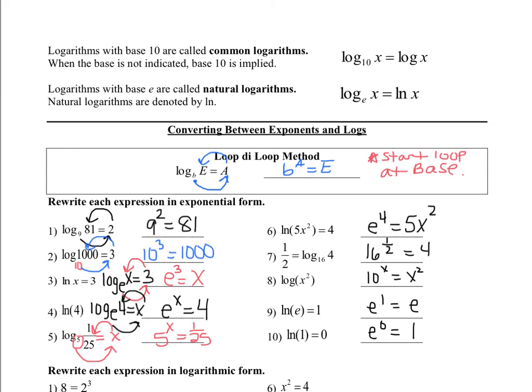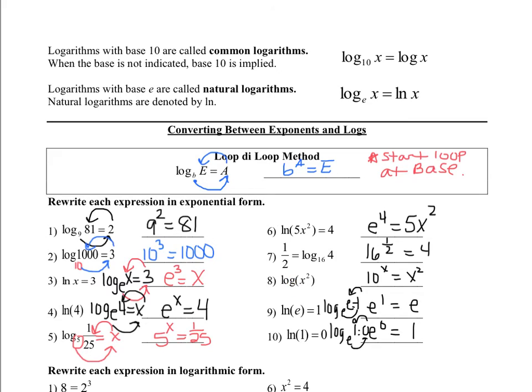Okay, here are your answers. So let's just go over a few of them. ln of e and ln of 1 both have log base e. So we could write these as log base e of e equals 1, log base e of 1 equals 0, and then do your loop-de-loop for these. So that's how I got those two.